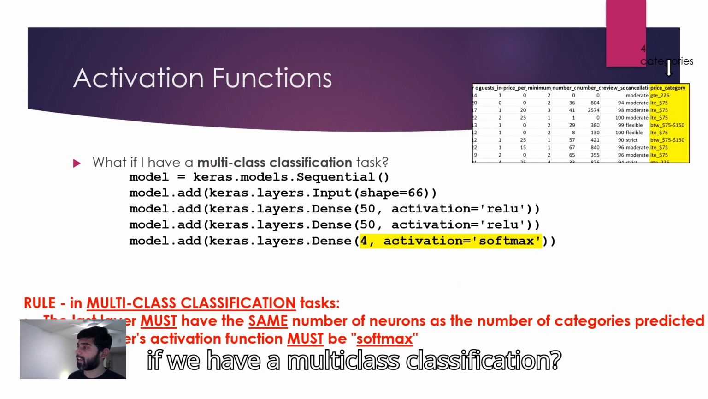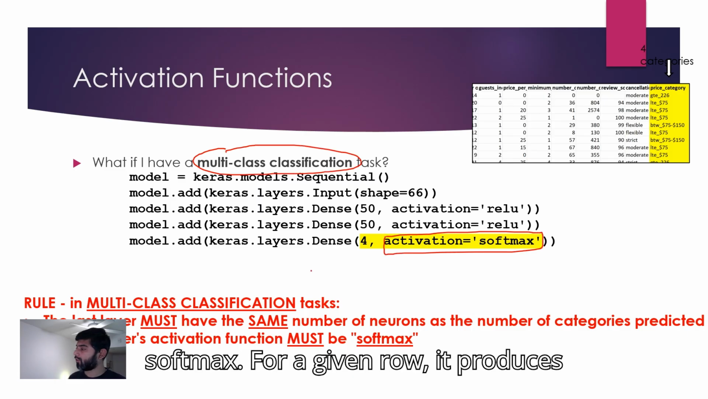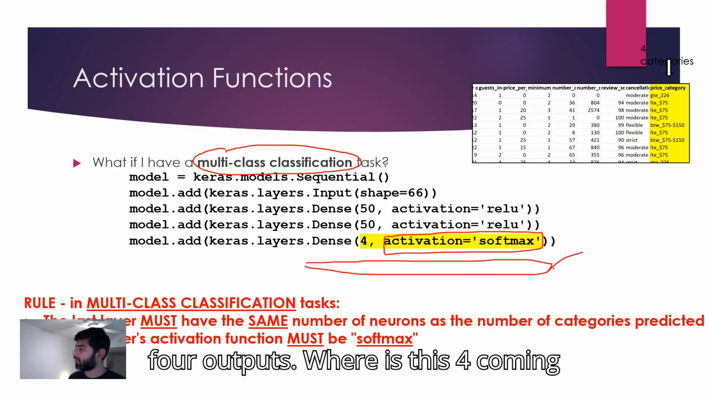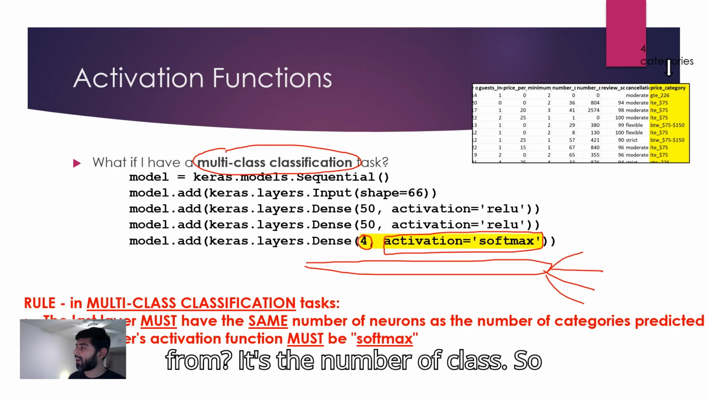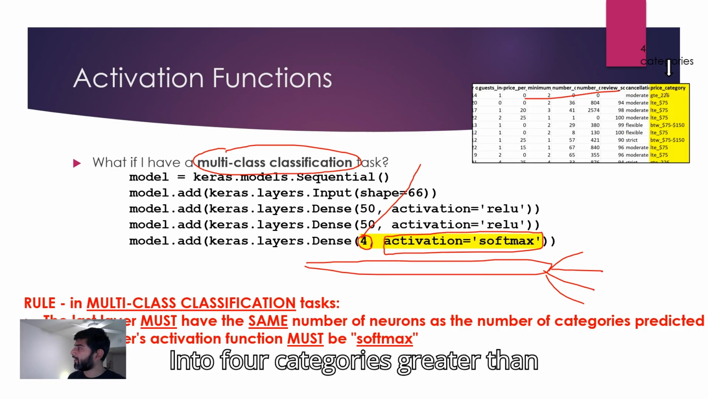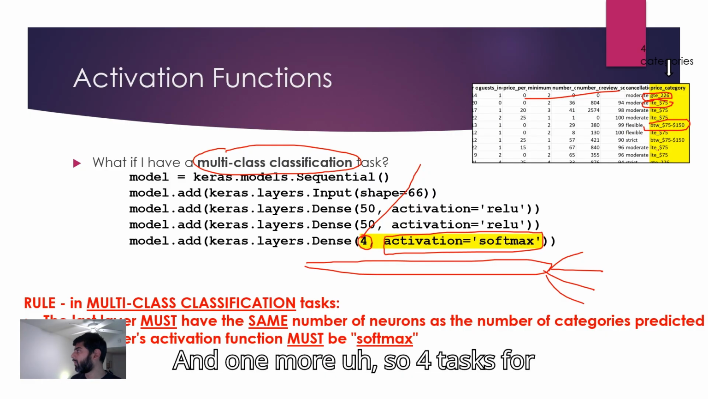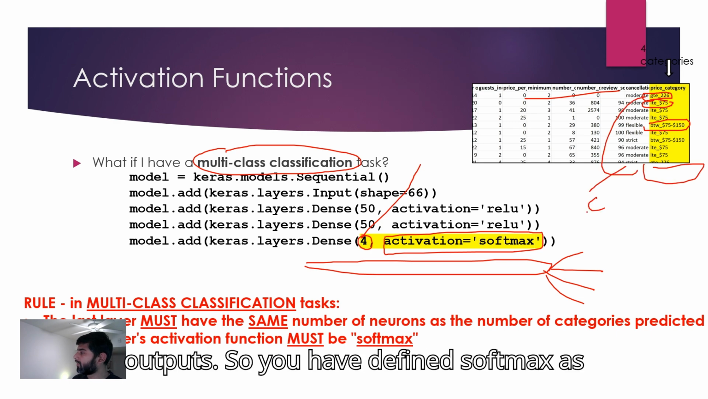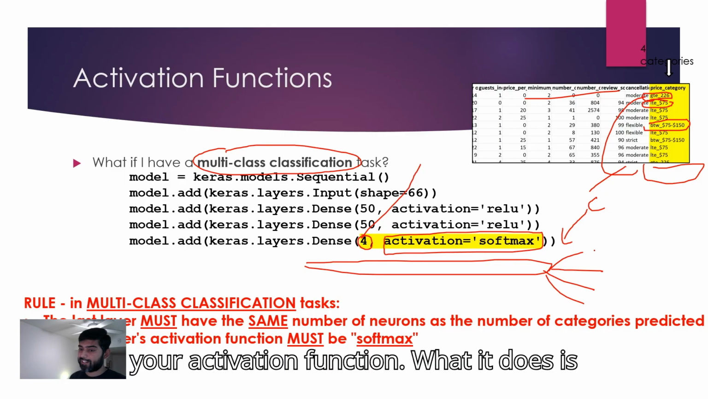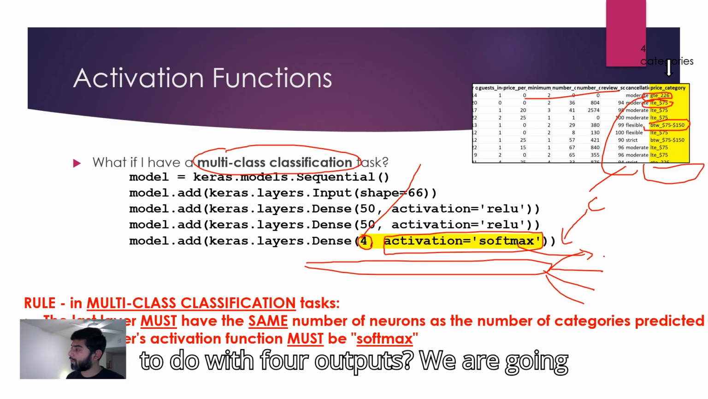What if we have a multi-class classification? We use an activation function called softmax. For a given row, it produces 4 outputs. Where is this 4 coming from? It's the number of classes. So if you divide that data set into 4 categories, greater than 226 price, smaller than 75, between 75 and 150, and one more, so 4 classifications will lead to 4 outputs. So you have defined softmax as your activation function, and what it does is it produces 4 outputs.